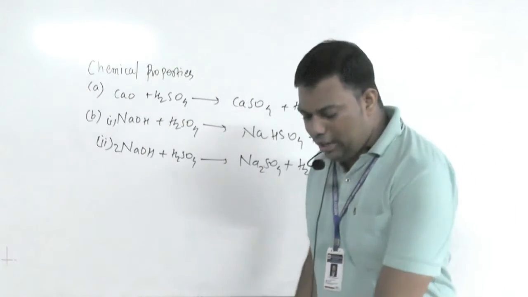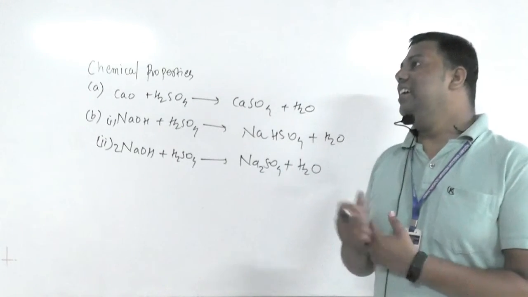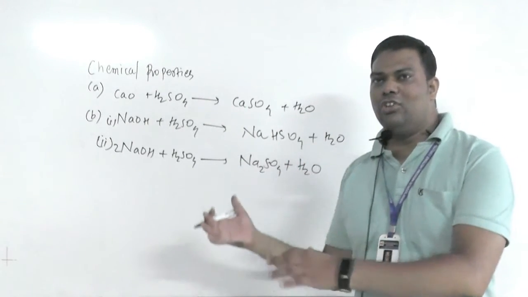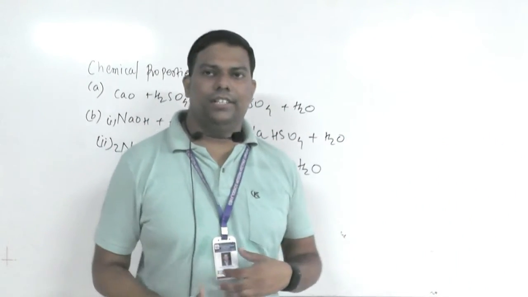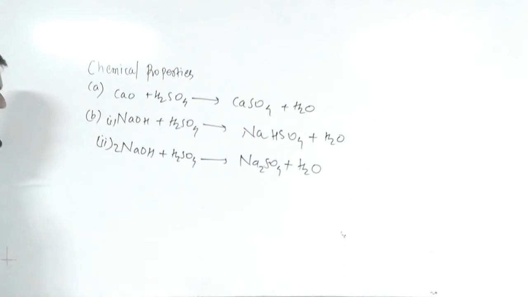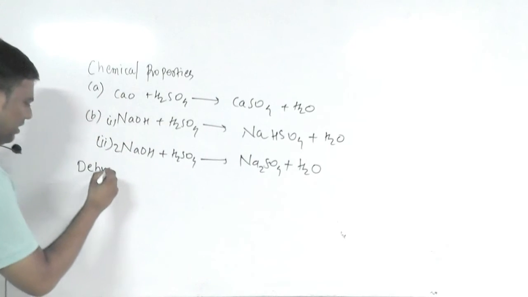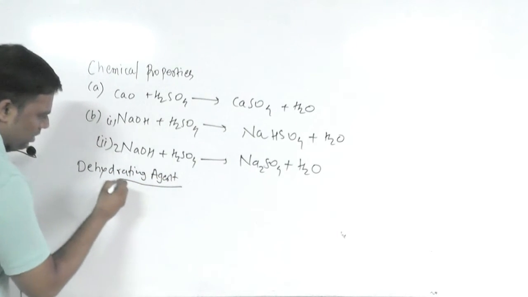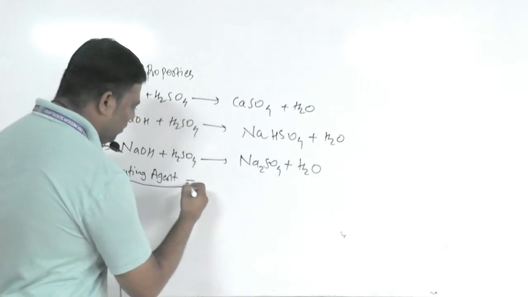That was about NaOH and H2SO4. You must also know the dehydrating agent; we already discussed that P4O10 is a dehydrating agent. Here also concentrated H2SO4 is a dehydrating agent. How is it a dehydrating agent, in which reaction do we use it? H2SO4 acts as a dehydrating agent. We will start from here.